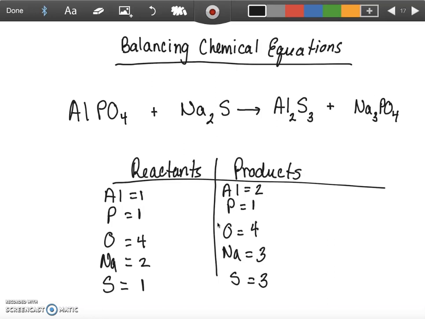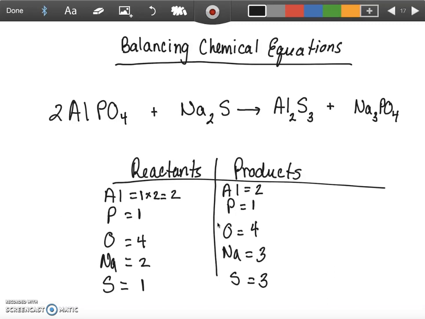So let's go through and see what's balanced and what isn't, okay? Looks like the aluminums are not balanced, the phosphoruses are balanced, the oxygens are balanced, the sodiums aren't, and nor the sulfurs, okay? So let's start with the aluminums, okay? I can see that I have 2 on the product side and 1 on the reactant. So I'm going to need to multiply this by 2, which means putting a 2 out here in front.